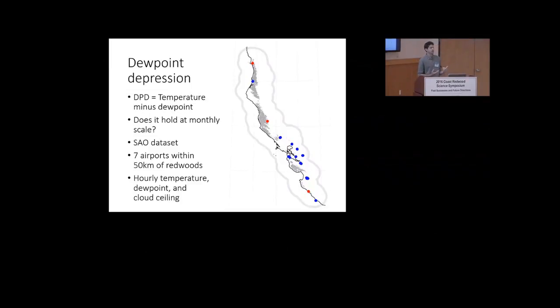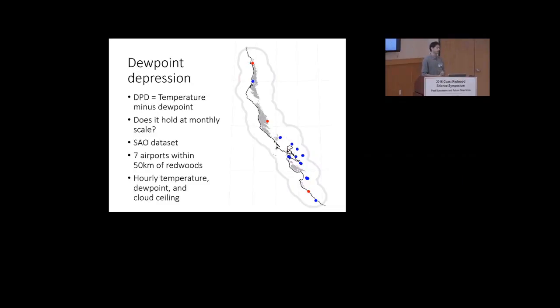And the question we had was whether this would scale up and hold at a monthly level, right? Most of these gridded climate data sets like PRISM have a monthly time resolution. Can we use monthly average dew point depression as an approximation for monthly fog frequency here in California? To look at this question, we use the Surface Airways Observation data set, which is collected at airports up and down the coast here.